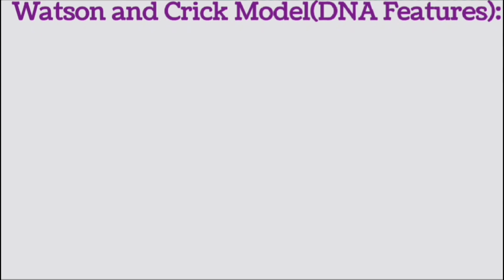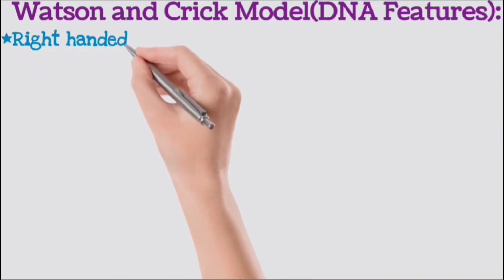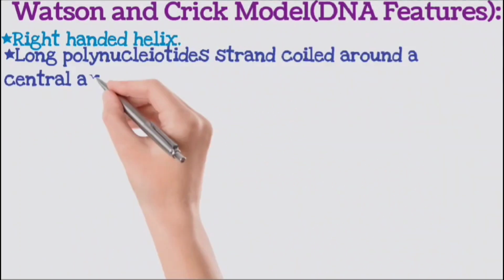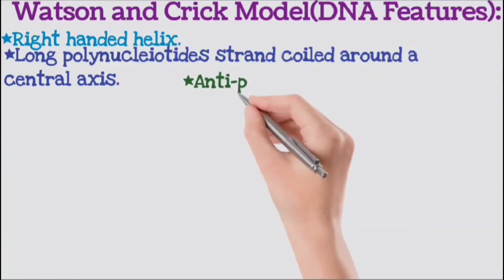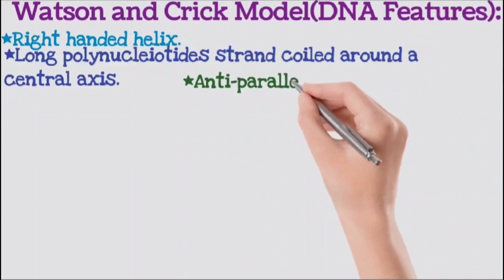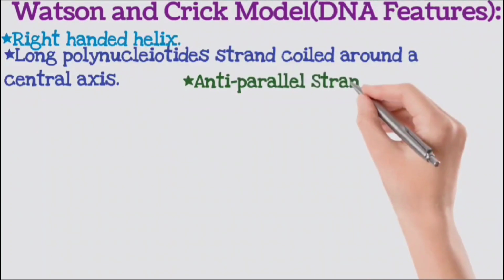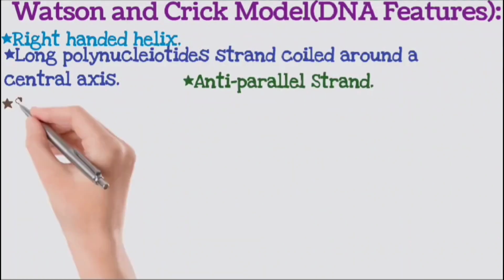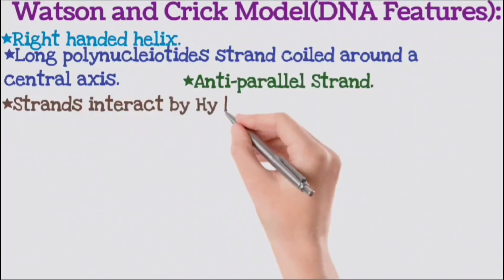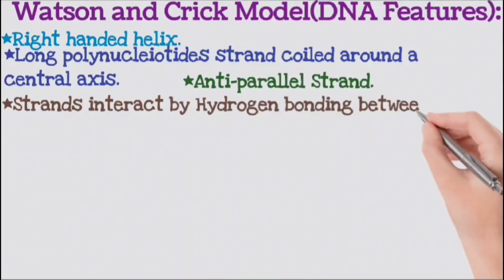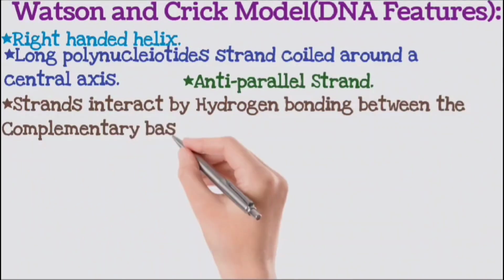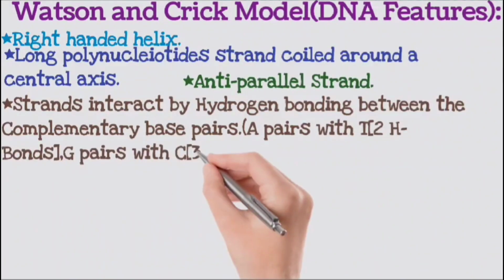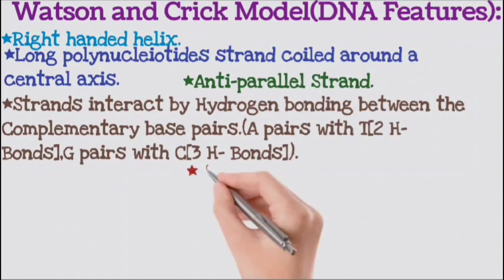So Watson and Crick described in their model that DNA is right-handed helix in which a long polynucleotide strand coiled around a central axis anti-parallelly, means facing opposite to each other, or we can say that the direction of two strands will be 5' to 3' and 3' to 5' orientation, and the two anti-parallel strands interact by hydrogen bonding between the complementary base pairs, in which adenine pairs with thymine by 2 hydrogen bonds and guanine pairs with cytosine by 3 hydrogen bonds.